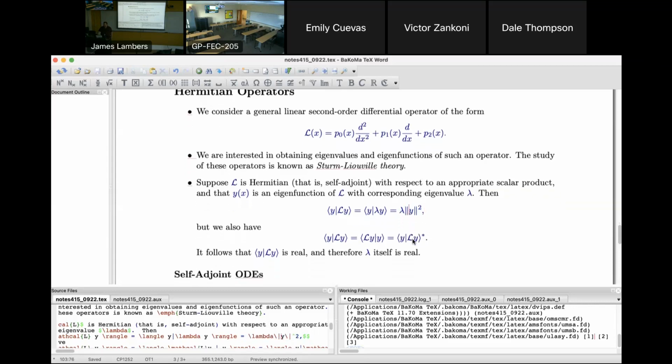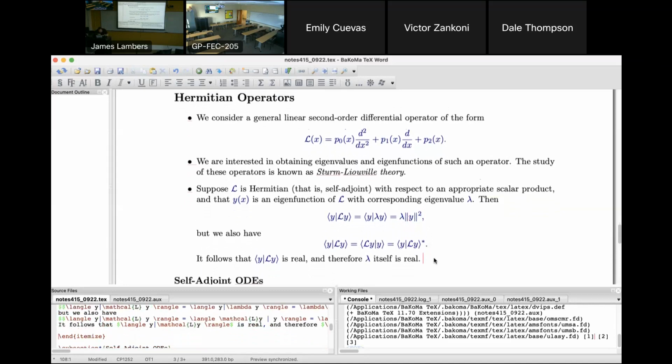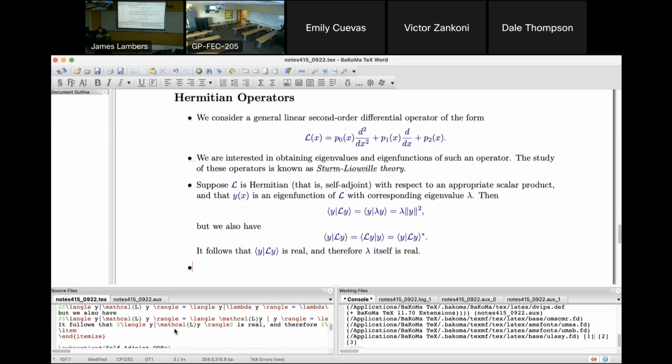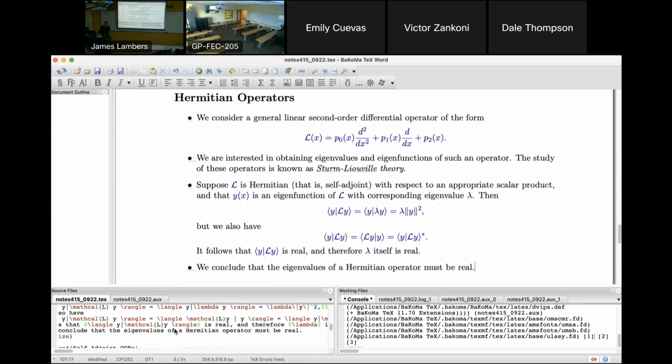So in other words, what has just been shown is that the eigenvalues of a Hermitian operator have to be real. So no imaginary part allowed. Questions about how that was arrived at?